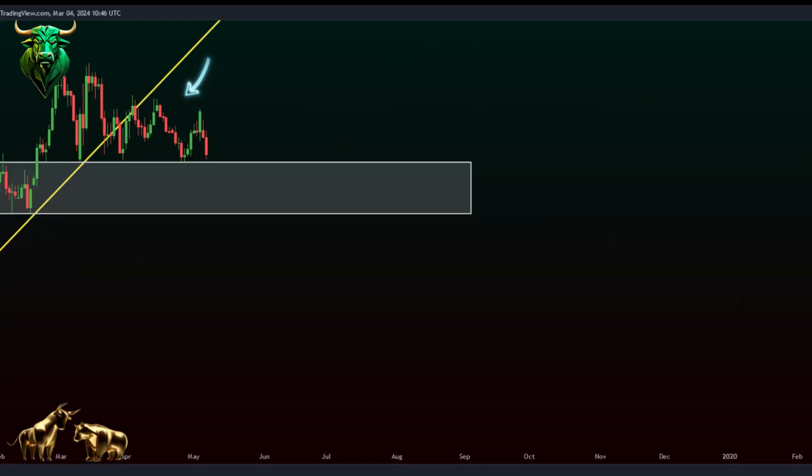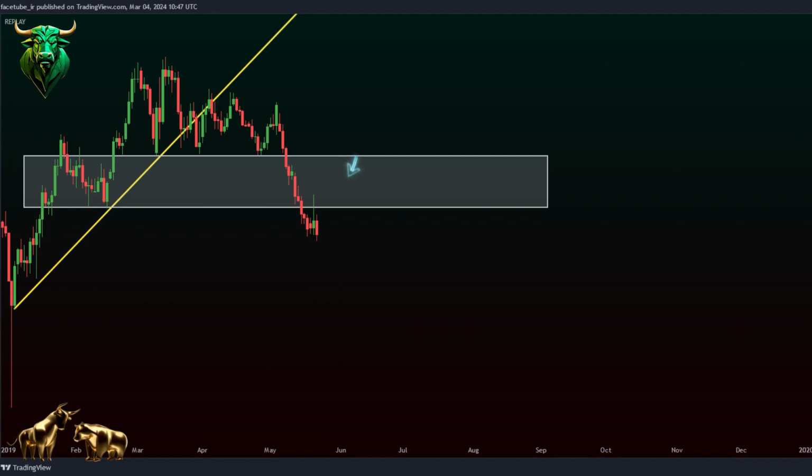Here the trend line is broken. We wait for either the support and resistance zone to break or the price to continue its trend. Here the support and resistance zone is broken and the price has pulled back to the resistance line.